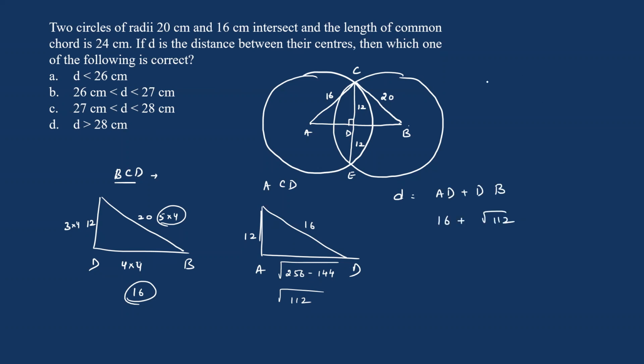Now what is root 112? 10 square is 100, less than 11 square, that is 121. That means root 112 lies between 10 and 11. Clear? So the value of D, let me write it this way. The value of D is greater than 26 and less than 27. That becomes your answer. So option B becomes your answer, and that should be your final value. Clear, guys? So this becomes our 63rd question of the paper. Let's move to 64th question.